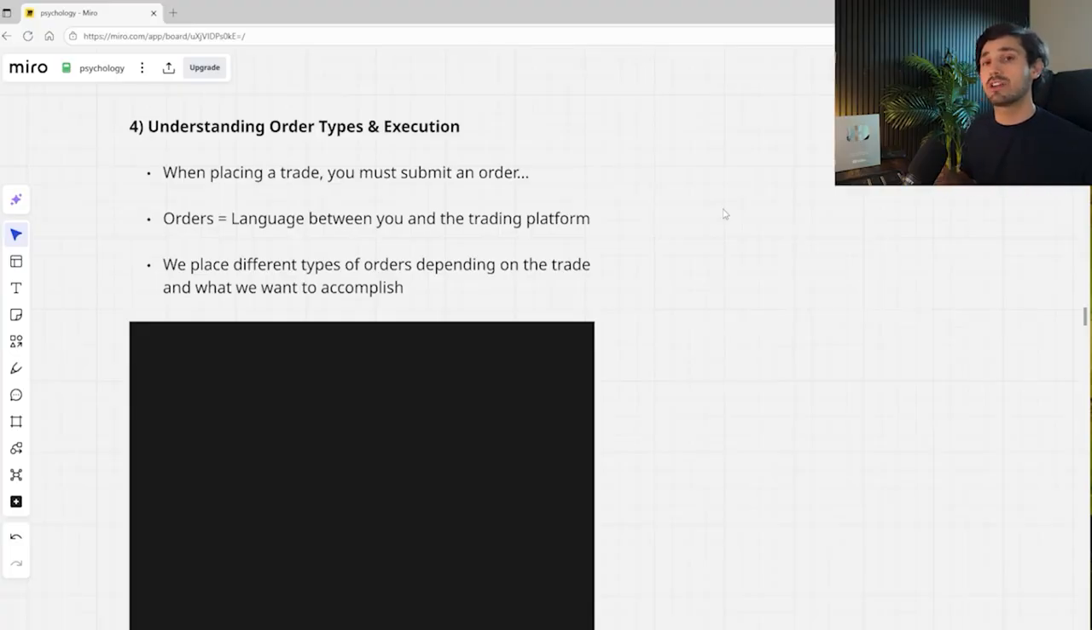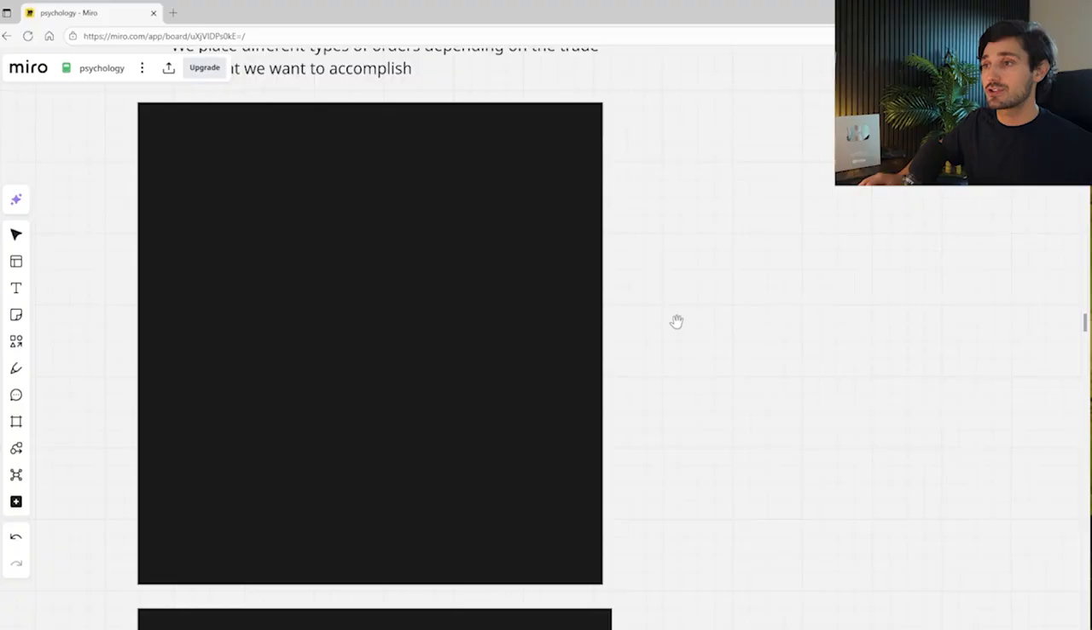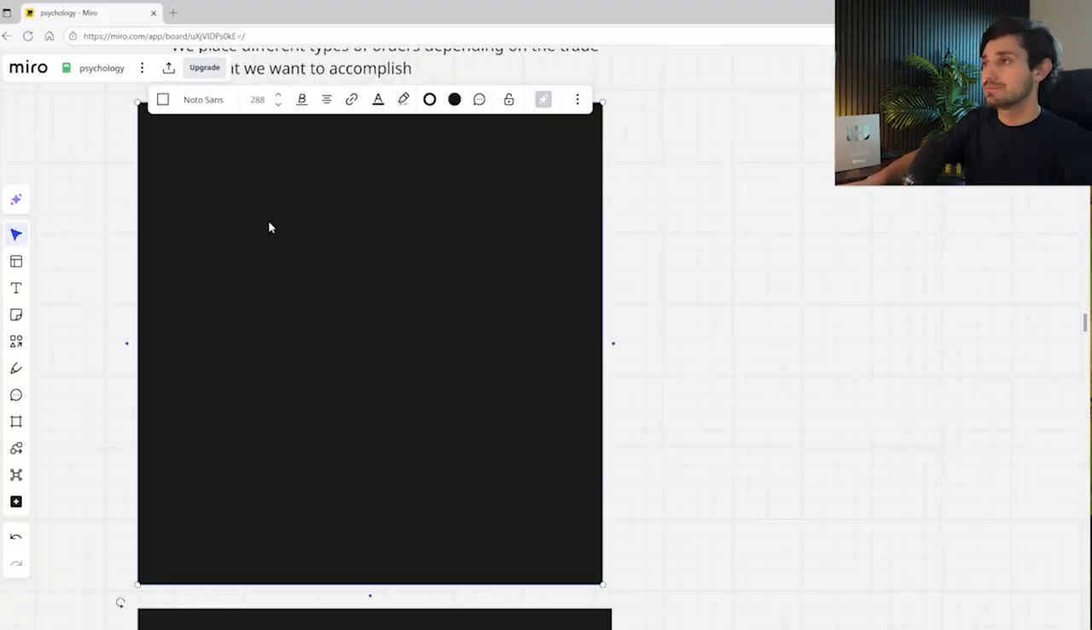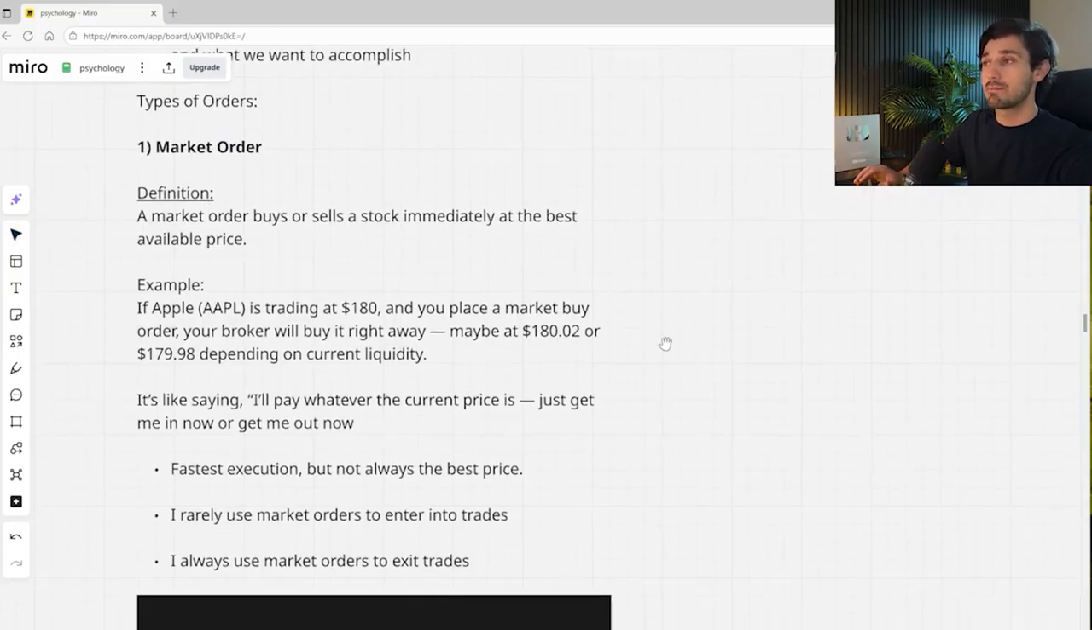And it's really important to master the language between you and your trading platform so you could trade quickly and you could trade efficiently. So let's go ahead and talk about all of these types of orders so you can become a master and you could really understand the types of orders that you want to execute. So let's go and start with a market order. And this is probably the most basic type of order. And by definition, a market order buys or sells a stock immediately at the best available price.